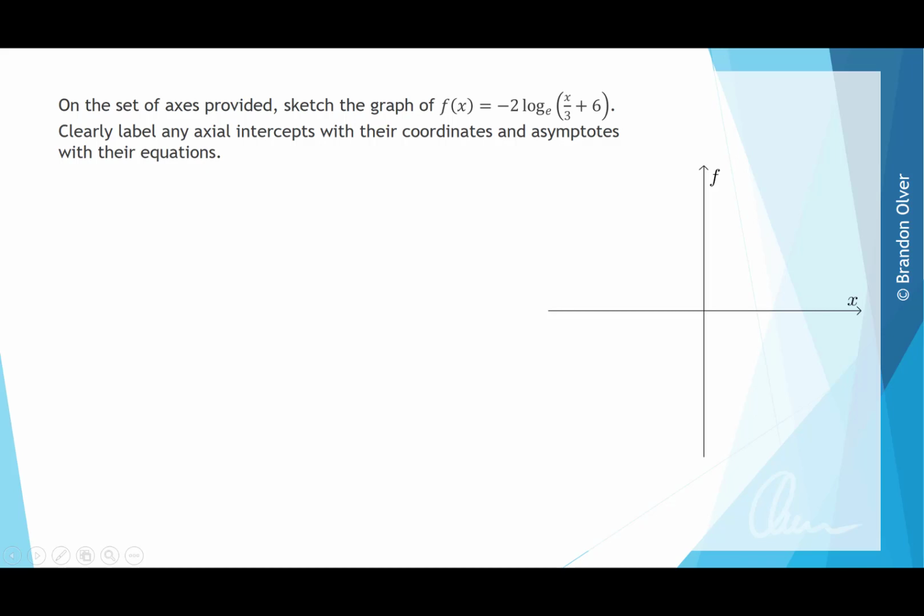On the set of axes provided, sketch the graph of f of x equals -2 times log e of x divided by 3 plus 6. Clearly label any axial intercepts with their coordinates and asymptotes with their equations.